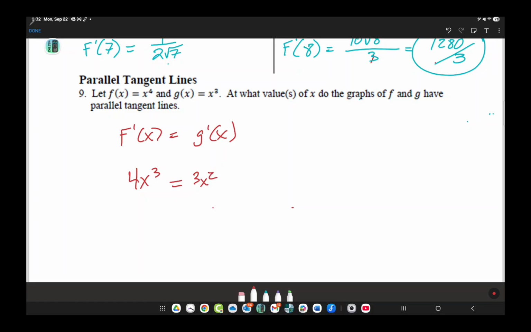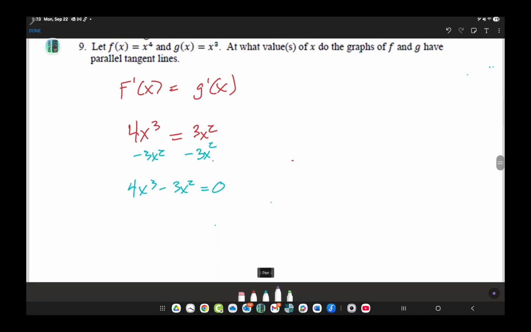All right, and then we solve. Subtract 3x squared minus 3x squared. Get 4x cubed minus 3x squared is equal to 0. Factor out an x squared, we get 4x minus 3 is equal to 0. So there's 2 instances where the slopes are the same. One when x is equal to 0, another when x is equal to 3/4.